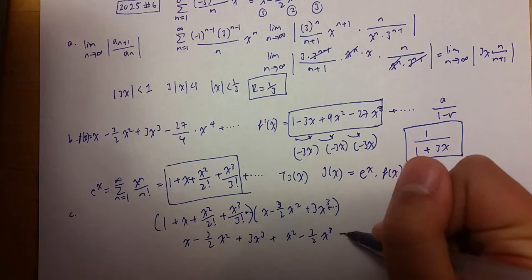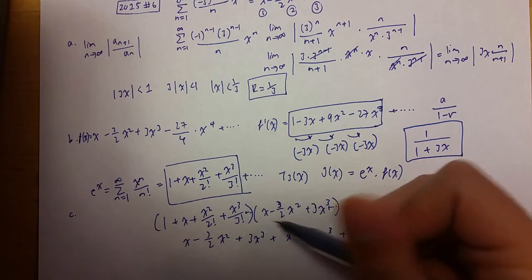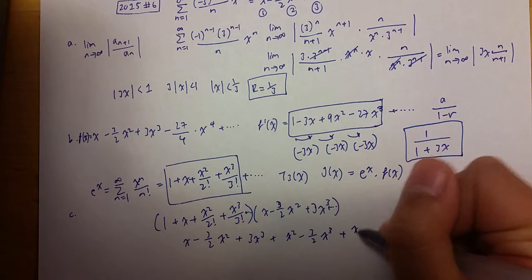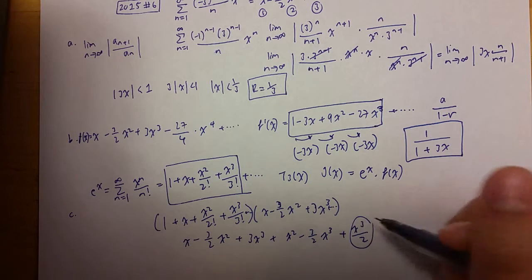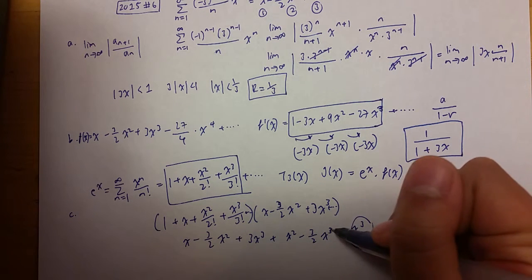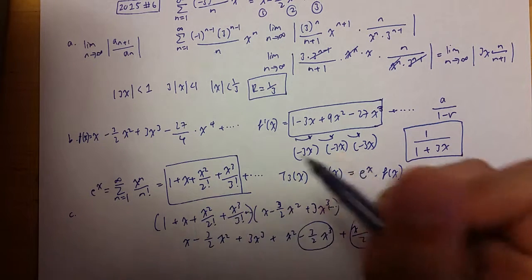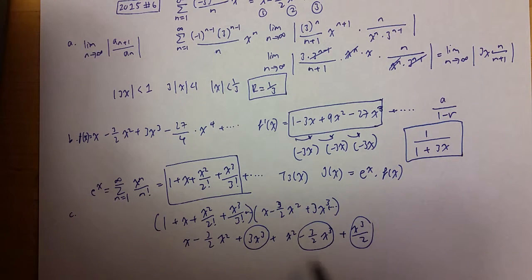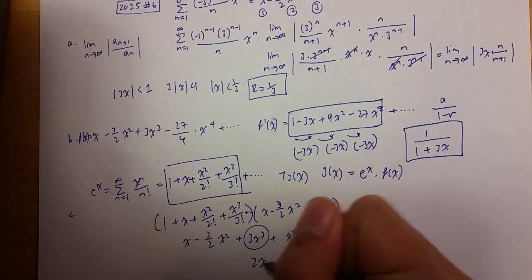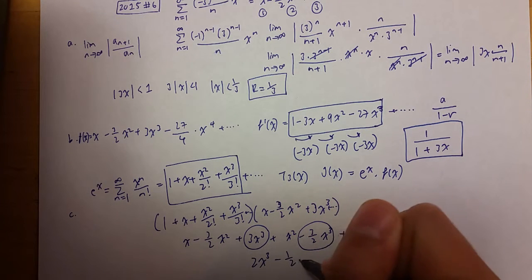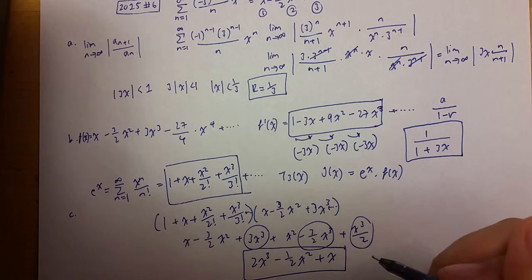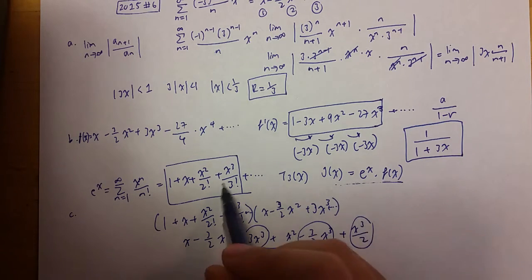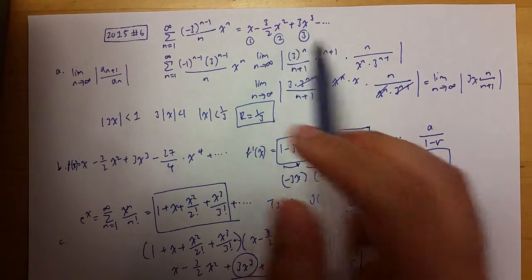So plus x squared over 2 times x is x cubed over 2, and after that you just get higher degrees. So now you just have to simplify, and I guess you don't really even need to, because on the AP test you don't need to do that, but just group your terms and you'll get 2x cubed minus 1/2 x squared plus x. And yeah, that's your third degree Taylor polynomial for g of x, which is e to the x times our original function f.